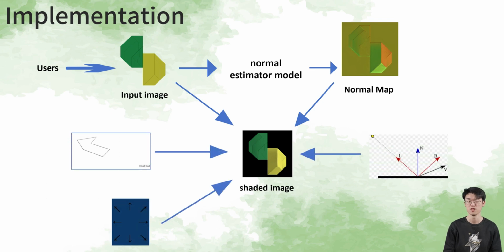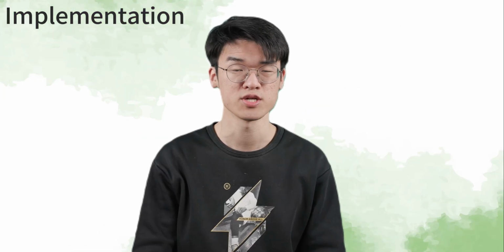Our interactive tool allows the user to change light directions and select areas on the normal map to change its normal vectors, which will then update the shaded result based on the new normal map and light directions. This way, the user can adjust the result in real time to their liking.